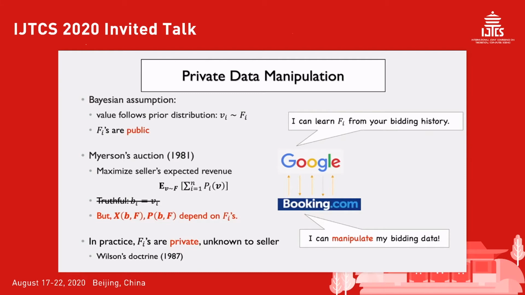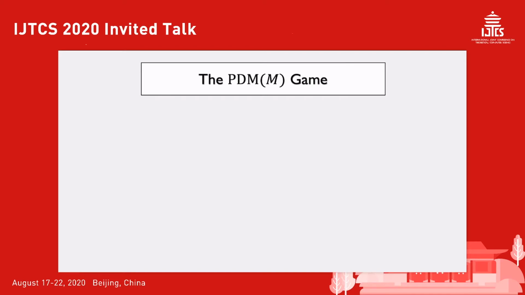In fact, our work will show that because of this manipulation, Myerson's auction is no longer truthful and no longer revenue maximizing. We call this model the private data manipulation model. Now we formally describe our private data manipulation game.